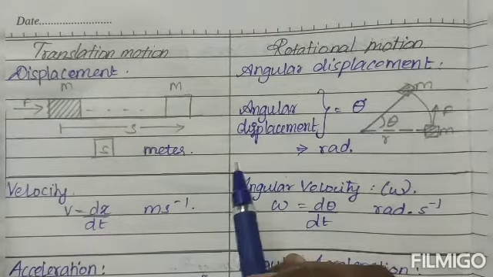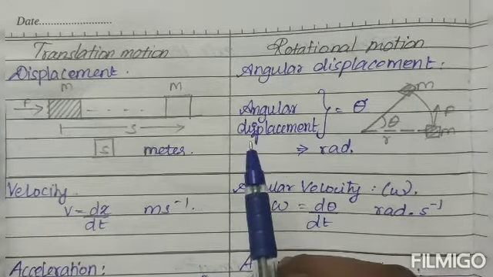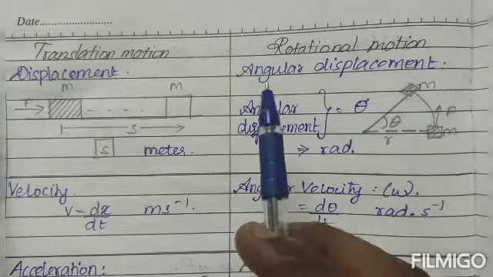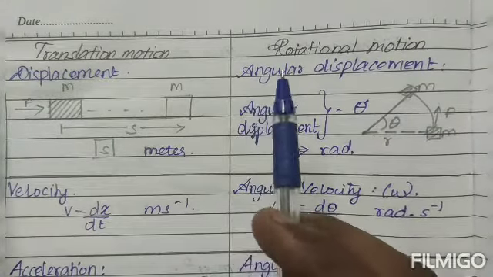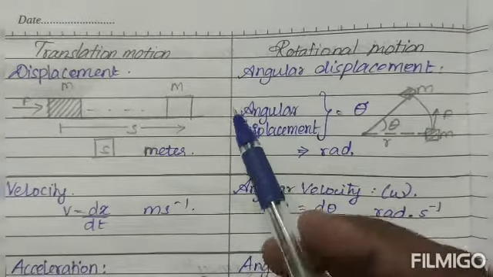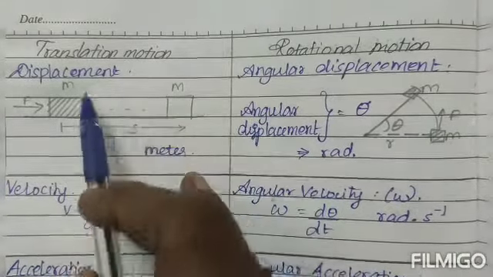Topic wise, I mention first some heading. Then what is the difference in translation motion, how to express it in translation motion, and then the same heading, how to express it in rotational motion. Okay, so please listen. First, the displacement.